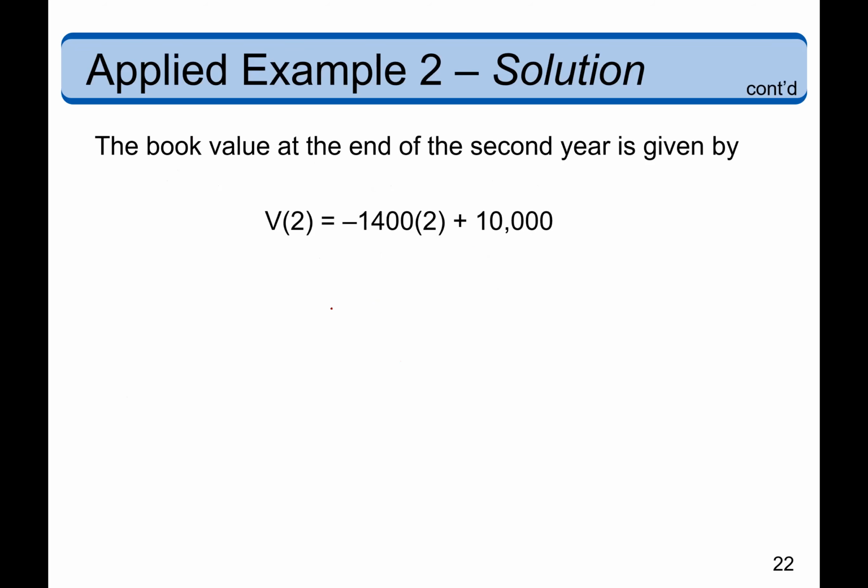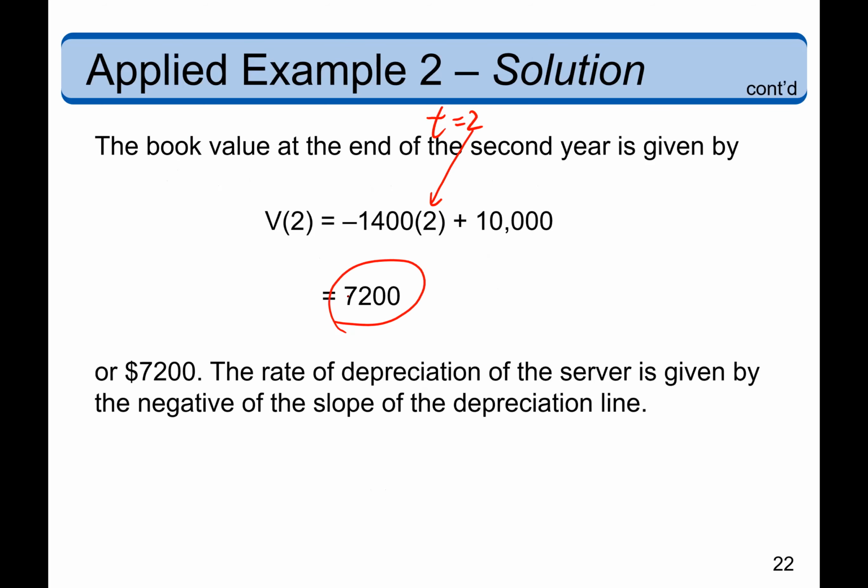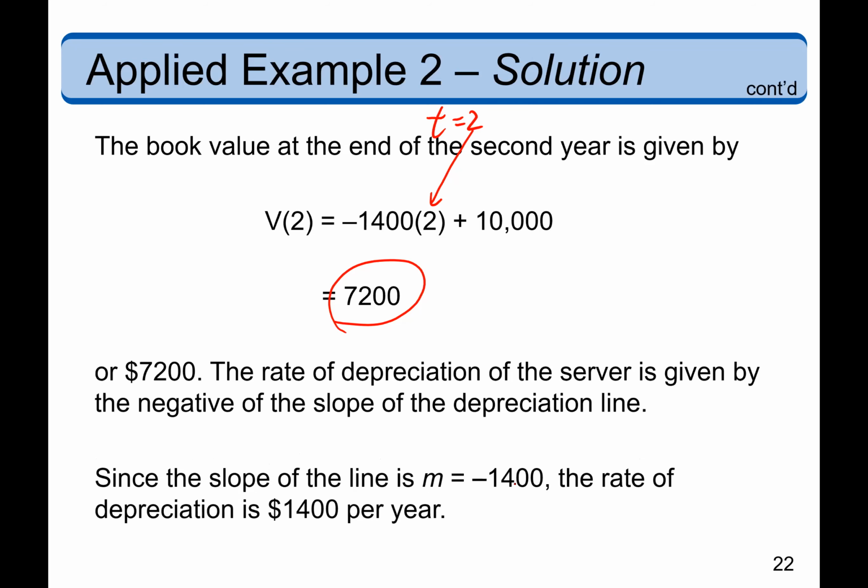And after that, we plug in the 2, right? Because time t equals 2, replace t with the 2. And we get a remaining value of $7,200 after 2 years. And that's the remaining book value of the server after 2 years. And the slope, we know that it's negative 1,400. So that means annual depreciation is $1,400, meaning as 1 year goes by, the value of the machine will go down $1,400. Okay. Any questions on this depreciation question?